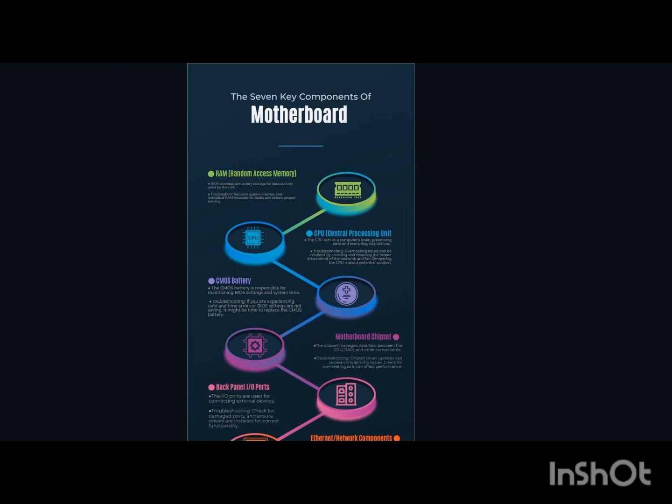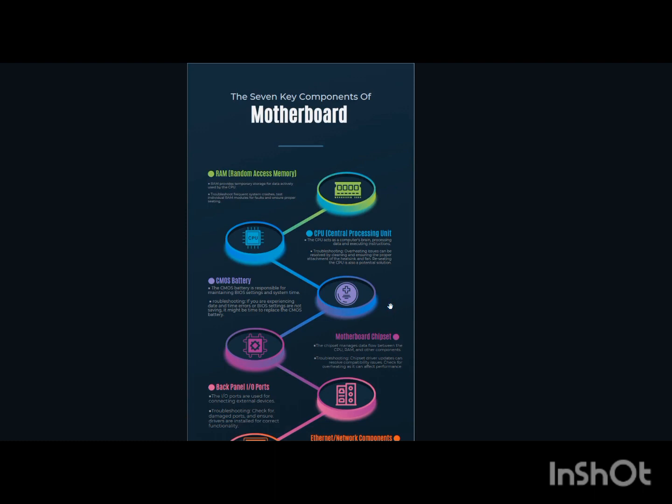CPU, Central Processing Unit. The CPU is the brain and master of the computer, responsible for processing data and executing instructions. It's continuously crunching numbers, processing spreadsheets of data at lightning speed. But how do we troubleshoot a CPU? Well, if the CPU is overheating, ensure the heatsink and fan are clean and properly attached. Reseating the CPU might help if it's not functioning.